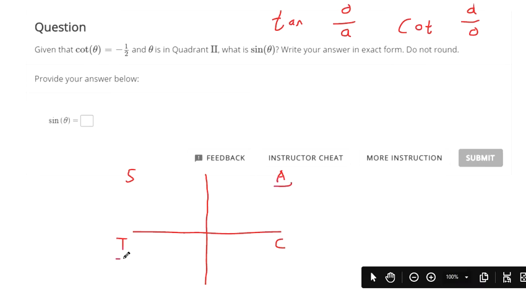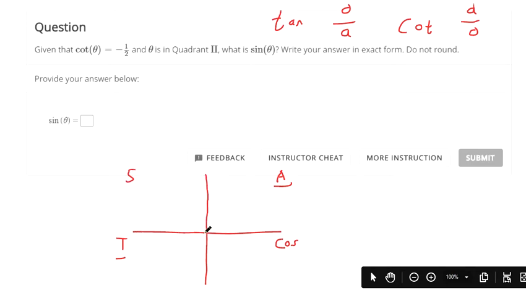All are positive here, tangent's positive here, so that means cotangent's positive here. This is cosine. So that means cotangent is negative here and here. Those are the two quadrants that we have for drawing a negative 1/2. They tell us it's in quadrant 2 though.